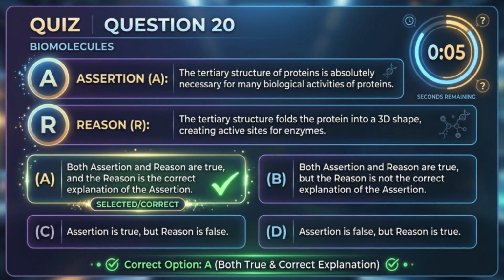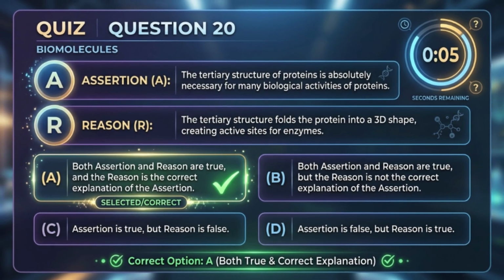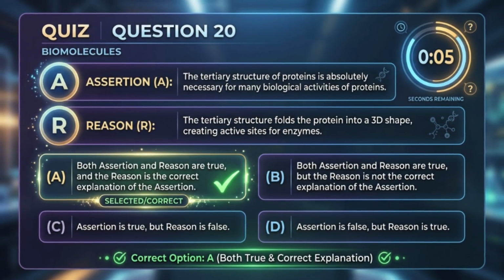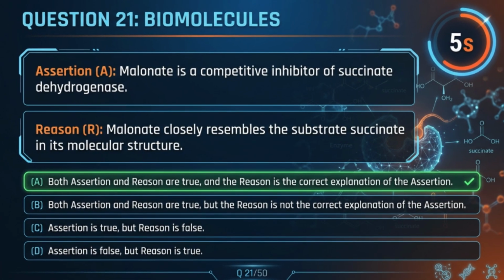Biomolecules. Assertion A: the tertiary structure of proteins is absolutely necessary for many biological activities of proteins. Reason R: the tertiary structure folds the protein into a 3D shape, creating active sites for enzymes. 3, 2, 1. The 3D tertiary structure is indeed vital for proteins to act as enzymes. Why? Because this folding creates the active sites that bind substrates. Both are true, and the reason explains the assertion. Option is A.